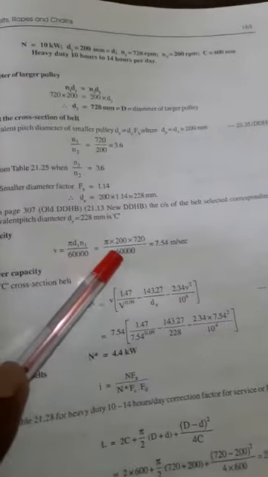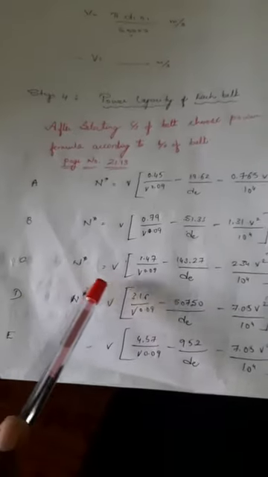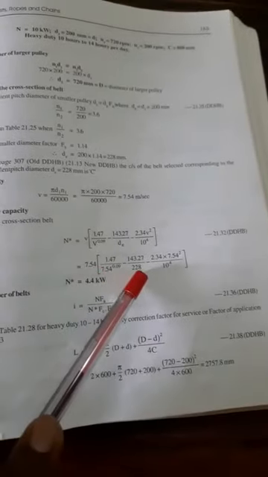Now step 4, power capacity of each belt. After selecting the cross section, since our cross section is C, we have to use this formula for power per belt: N dash equals V into 1.47, which we get in the data book, equation number 21.32. Using this formula, substitute the values of V and DE, and we get N dash. N dash is 4.4 kilowatt.